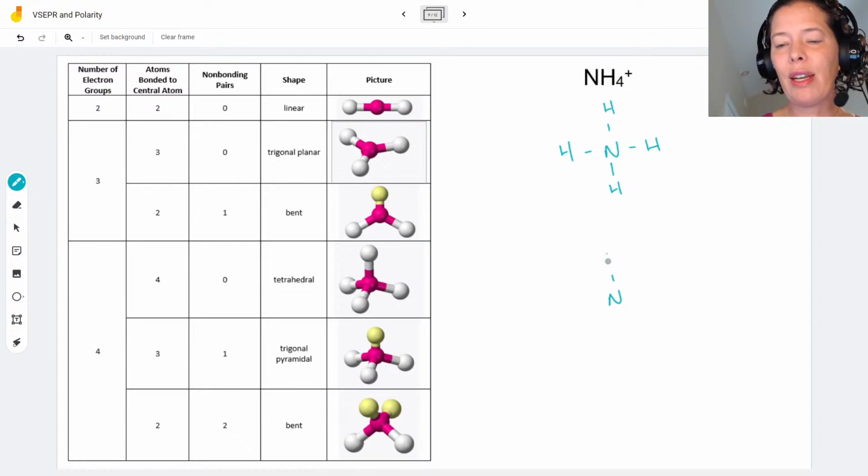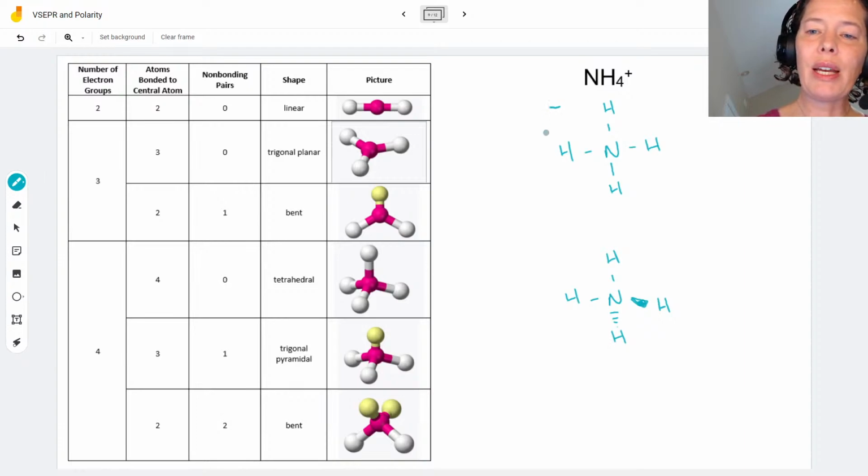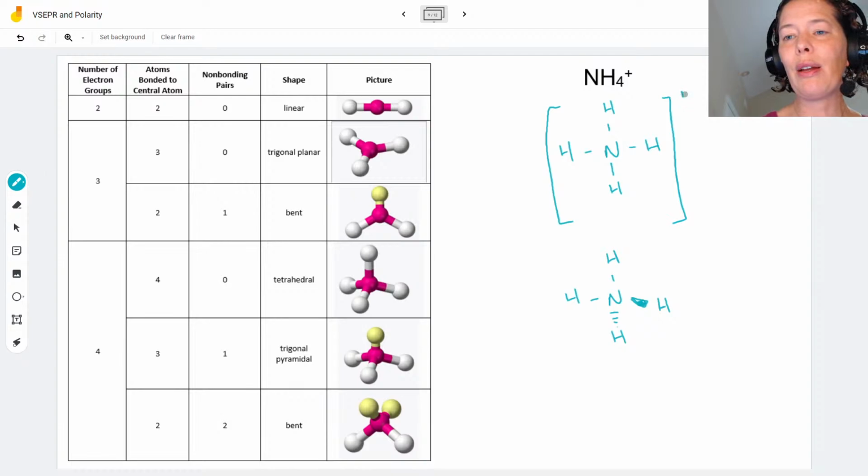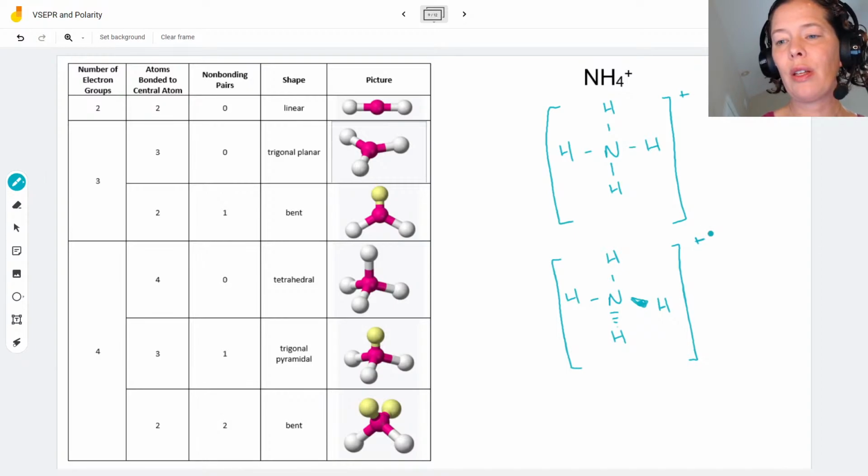So we have nitrogen. We'll put these 2 hydrogens in the plane, and I'm going to make 1 hydrogen come out and 1 hydrogen go back. I should also be more complete here because this is a charged species. I really need to put it in a bracket and show its charge like this.